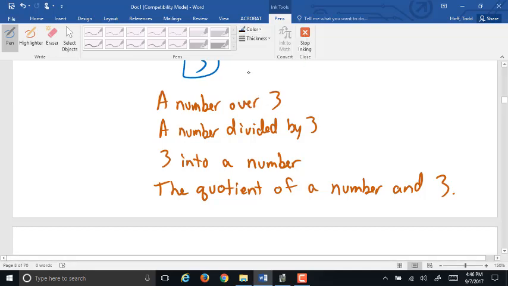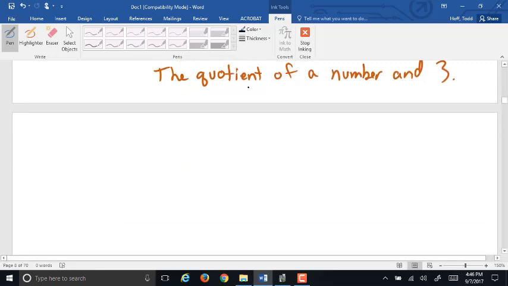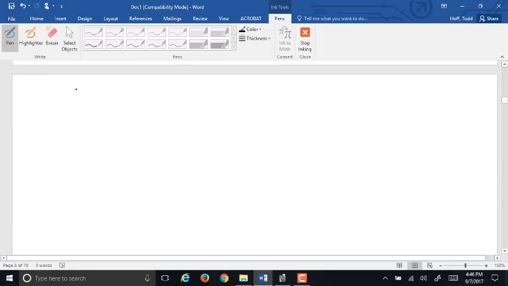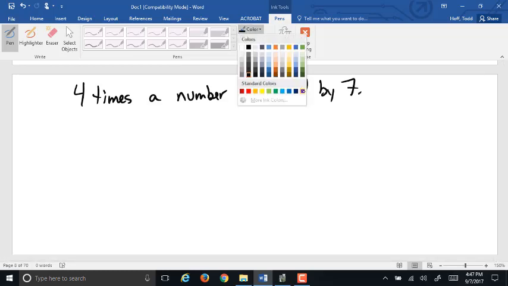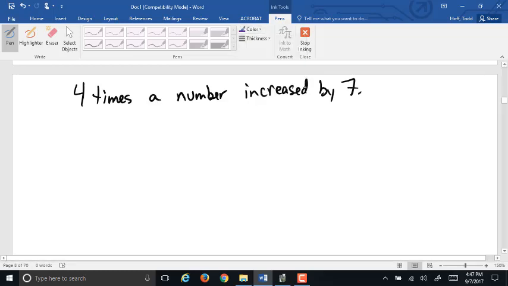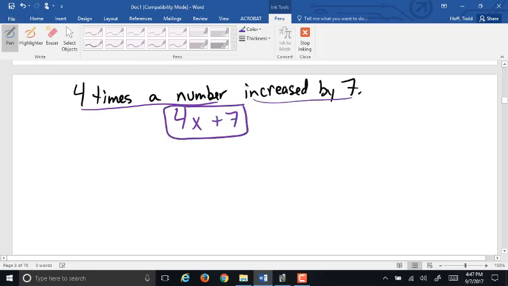So when it's as simple as a single thing being done to our variable, it's relatively simple to find. Where it's a little more complex is when we have something like this. 4 times a number increased by 7. What is that going to look like if I put it into symbols? 4x is 4 times a number. Increased by 7 is plus 7. Perfect.